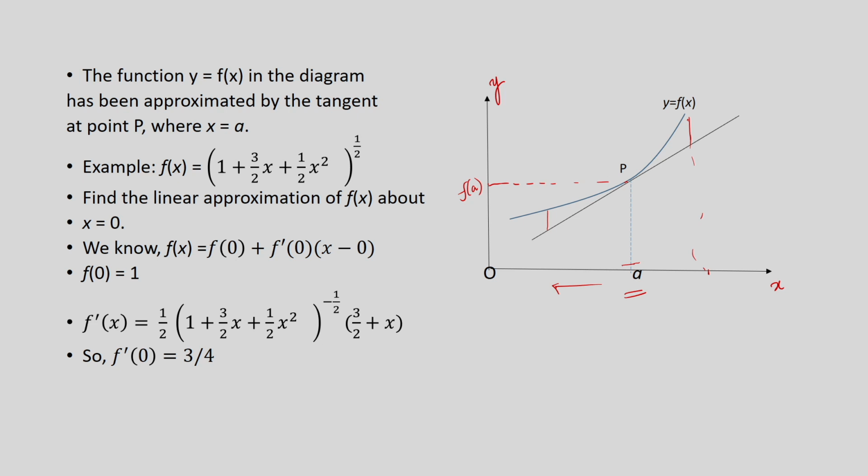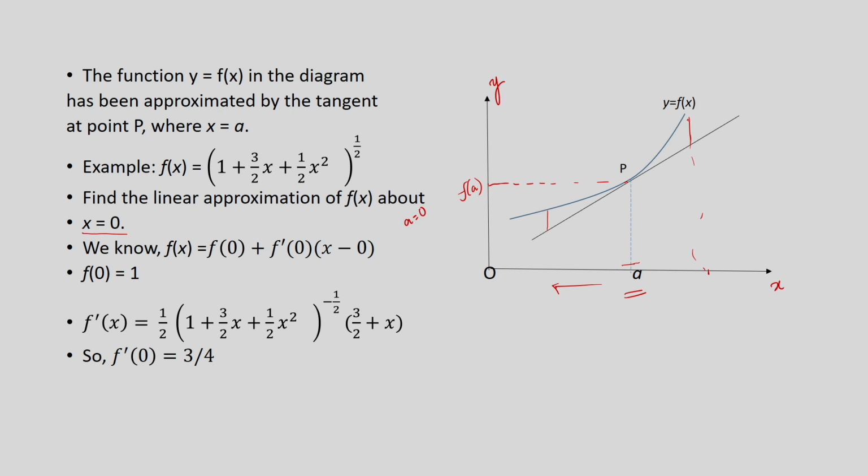Now, let us take an example. Suppose f x is given, f x is equal to (1 plus 3 divided by 2 x plus 1 divided by 2 x square), whole thing to the power of half. Okay. So, this seems to be a little bit complicated function, and what I need to do is find the linear approximation of f x about x is equal to 0. So, here basically small a is given to be 0, around the point 0.